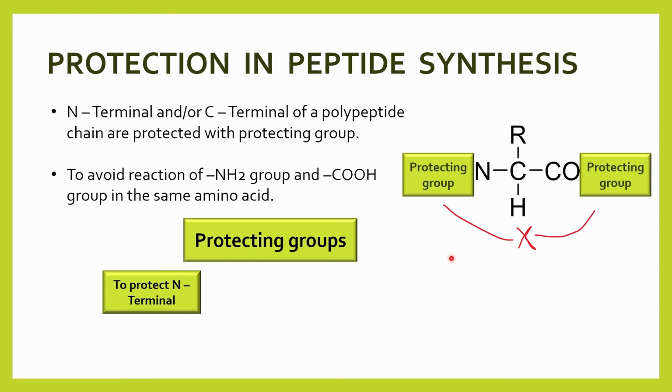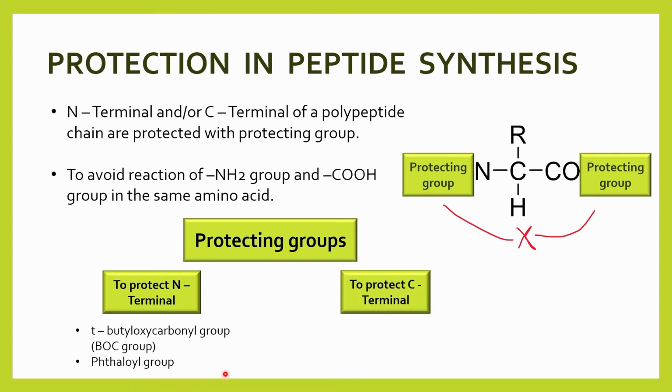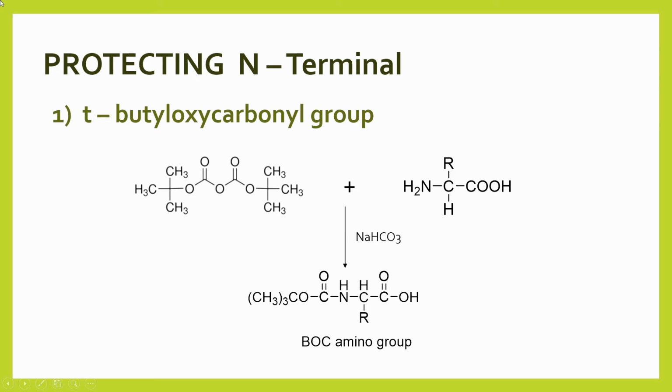Now, protecting groups are of different types. To protect the N-terminal, we have a specific set of groups. The first is the BOC group, also called the t-butyloxycarbonyl group, and we can also use the phthaloyl group. And to protect the C-terminal, we use a simple ester group. So we'll start with the protection of the N-terminal first. Let's see how it's done.